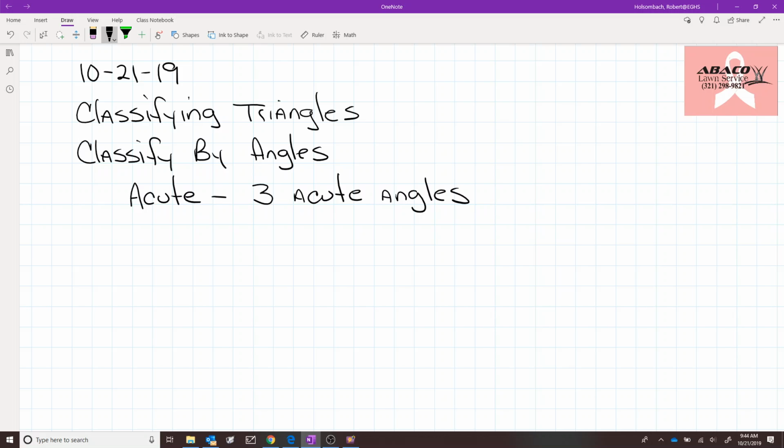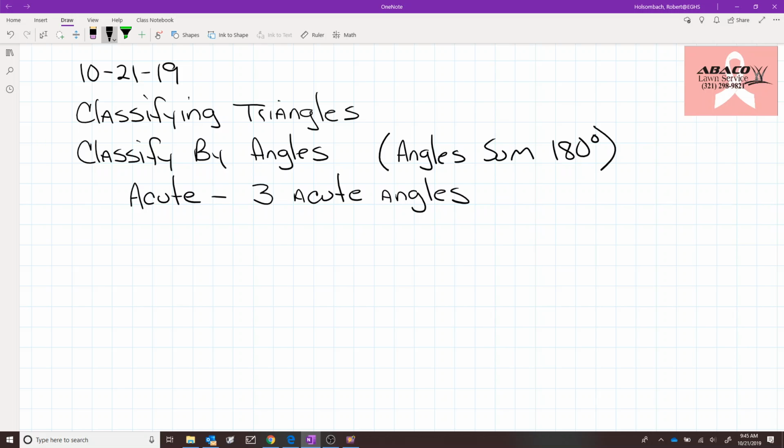And let's just put maybe in parentheses right next to this classify by angles, let's write angles sum (180°). Just to review, the three angles in a triangle have to add up to 180 degrees. Okay? So, when you're classifying triangles by their angle measures, you've got an acute triangle. It's got three acute angles.